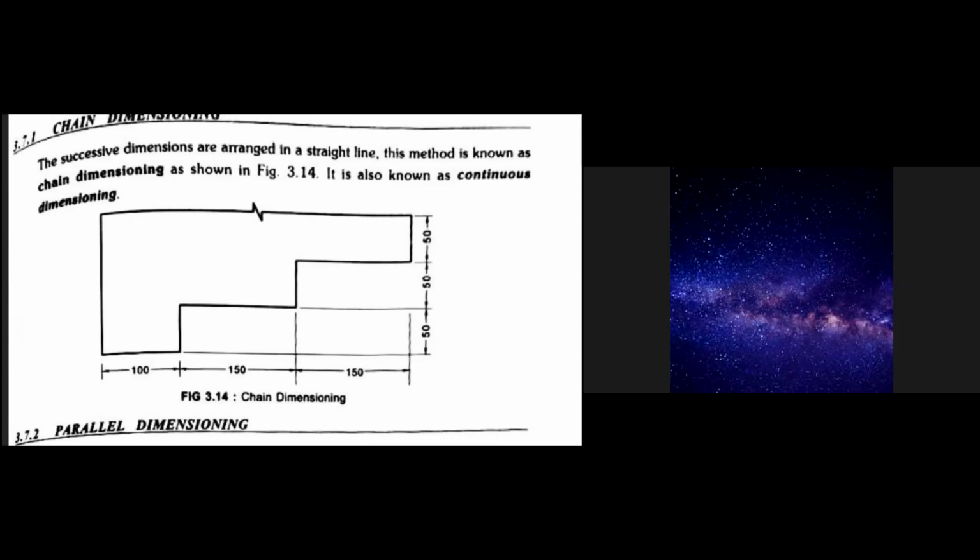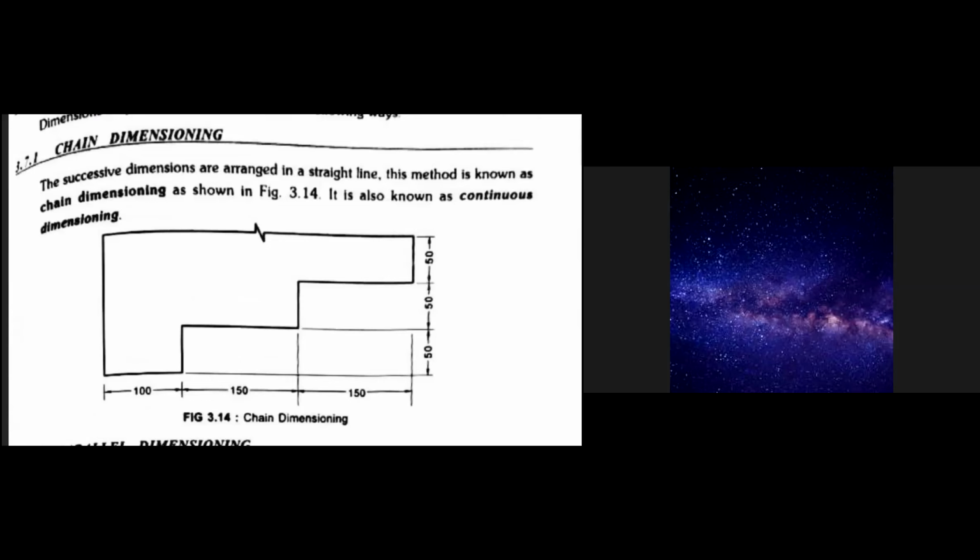Chain dimensioning is nothing but this: here there are three dimensioning lines, that is a 100 mm dimensioning line, a 150 mm dimensioning line, and a 150 mm dimensioning line. The three dimensioning lines are connected to each other. The ending point of the 100 mm dimensioning line is connected to the starting termination point of the 150 mm dimensioning line, like this. So dimensioning lines are connected to each other along one line.